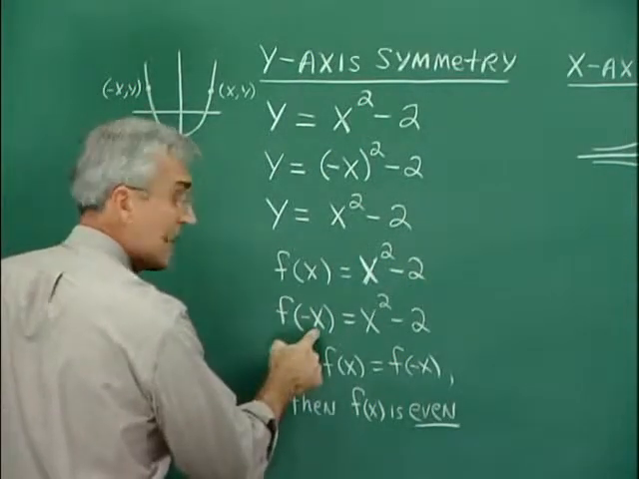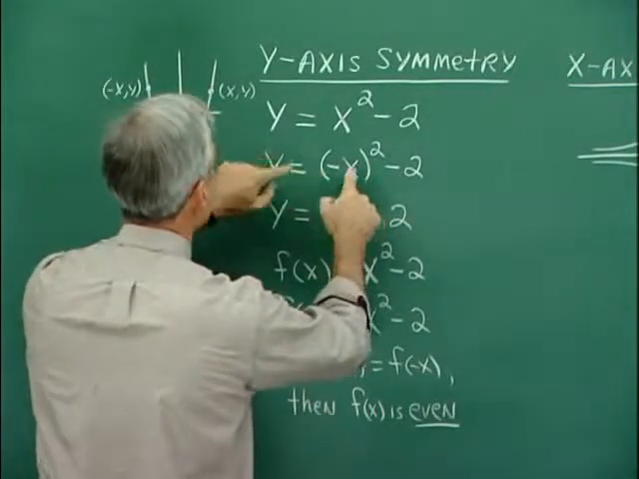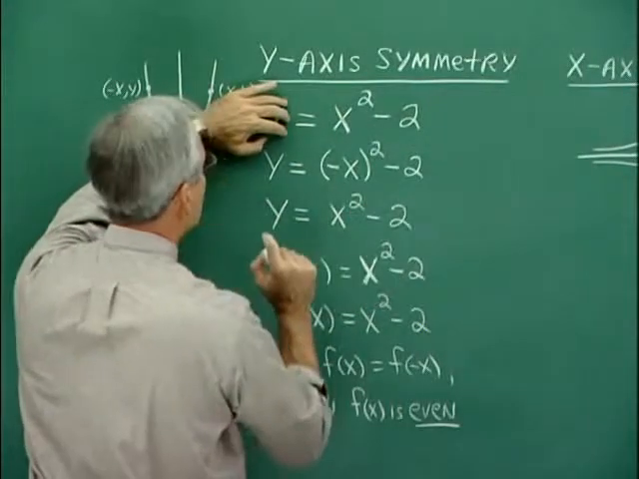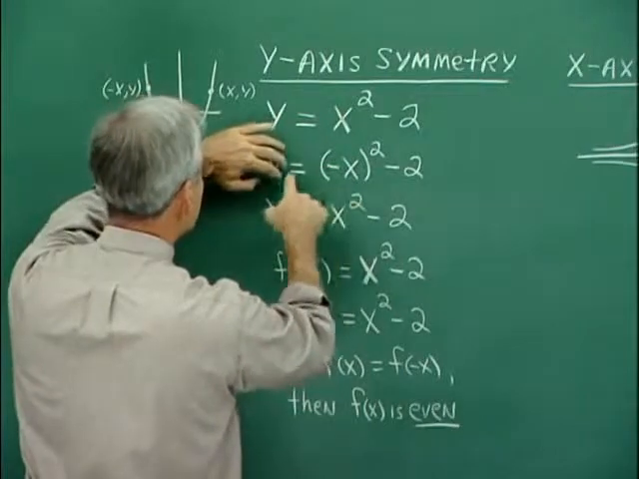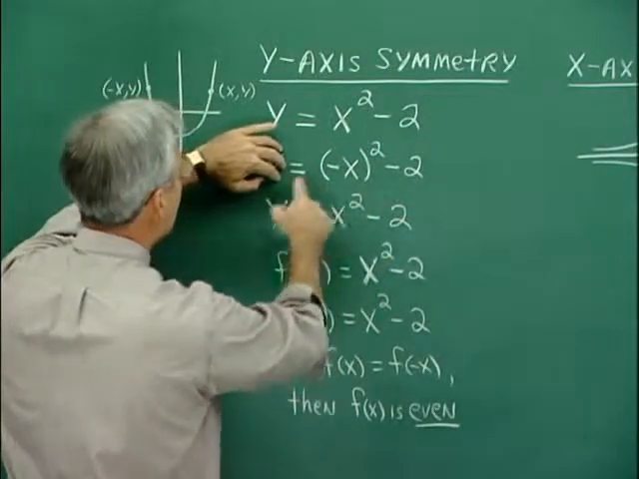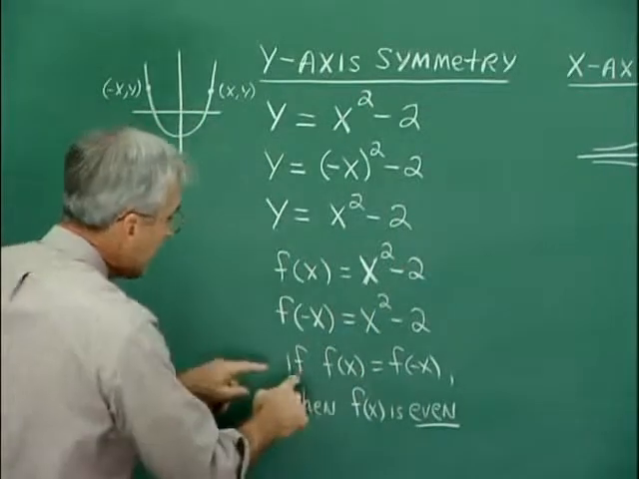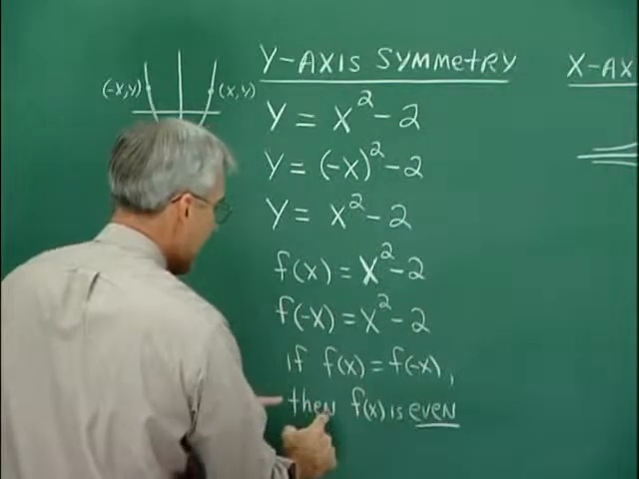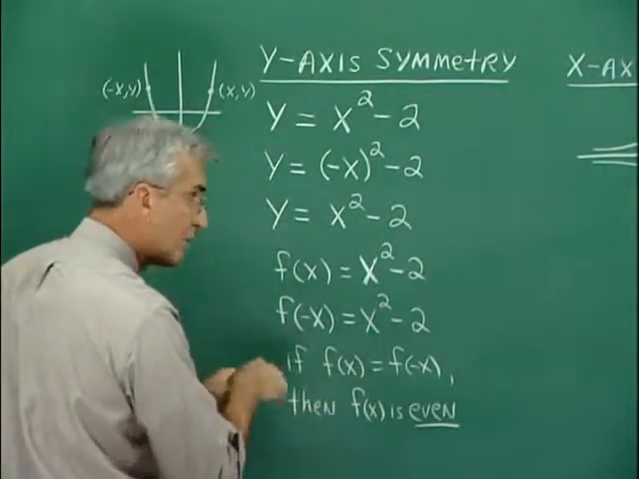f of negative x, you see, what do we have right here? If we're talking about f of x for this, then when we replace x with negative x in the same function, this is really f of negative x. And f of negative x turns out to be the same thing as f of x. And if f of x is equal to f of negative x, then we have an even function. Then f of x is an even function.